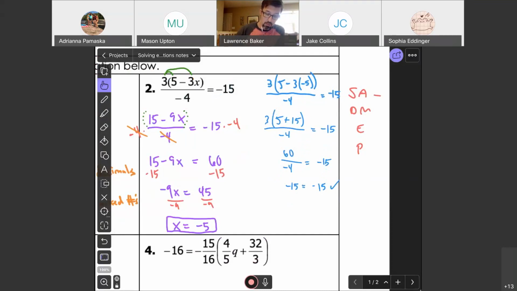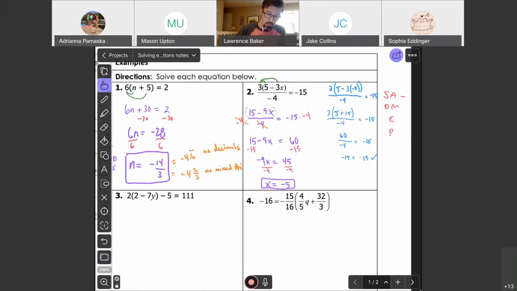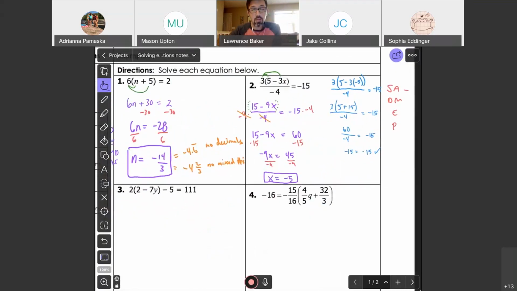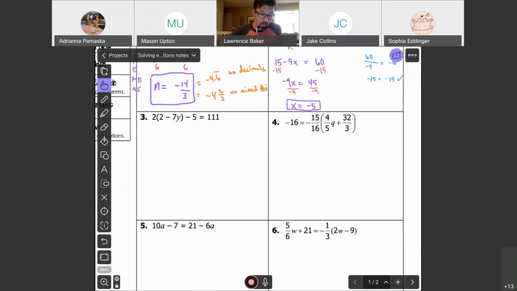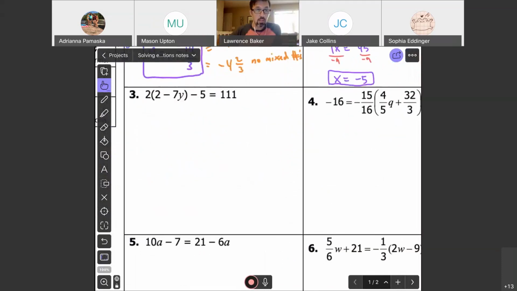I've seen plenty of students check answers incorrectly, in a way that they can have the wrong answer and then check it and make it look like it's right. So it's just something to be aware of. There is a right way to check our answer. There are wrong ways to check answers.